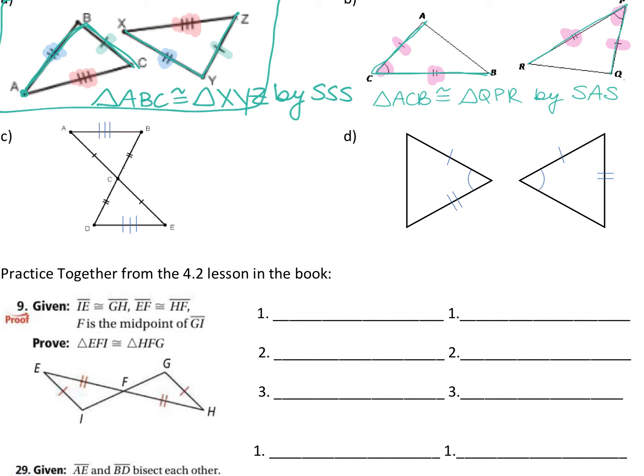So even though this isn't marked for you, remember we said we know vertical angles are congruent even if they're not marked. So this one, you technically could have said SSS or SAS. They both work. Tell me the triangles that are congruent. So if I say ABC, what is that congruent to?